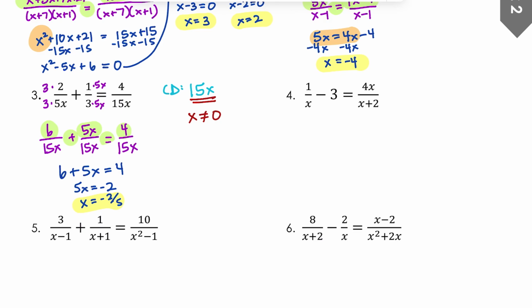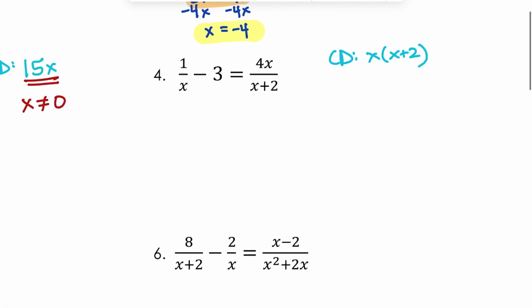All right, number 4, looking at our denominators that we currently have. We need x and we need x plus 2 as part of our common denominator. So we need to give each fraction what it needs to get there. So the first fraction needs the x plus 2. The second thing is just 3. So its denominator currently is like 3 over 1. It needs the x and the x plus 2.